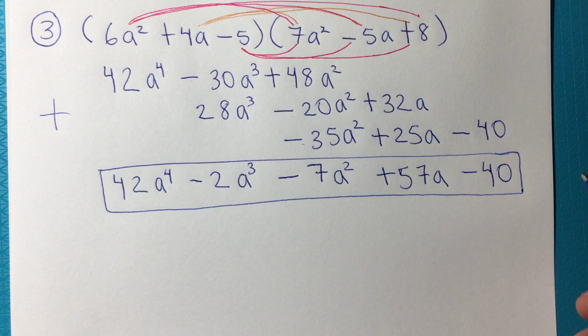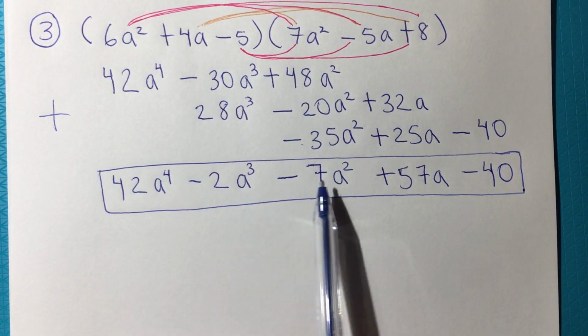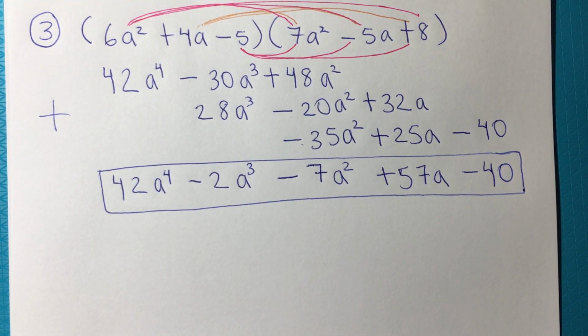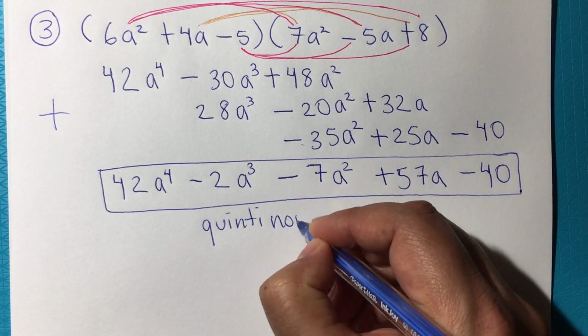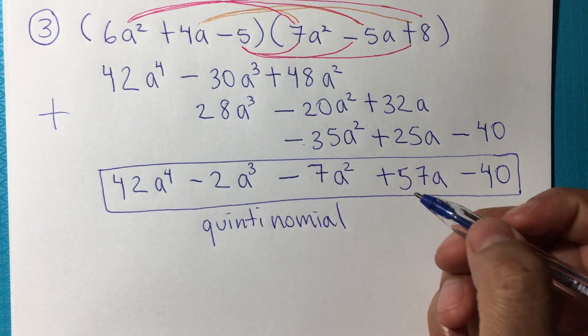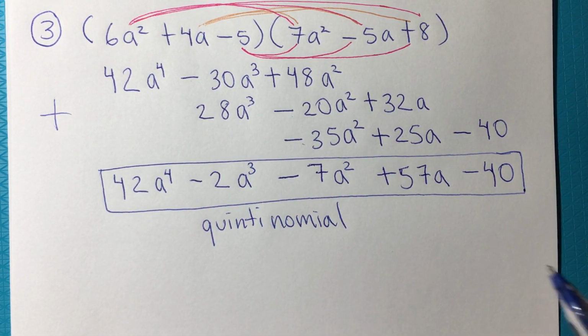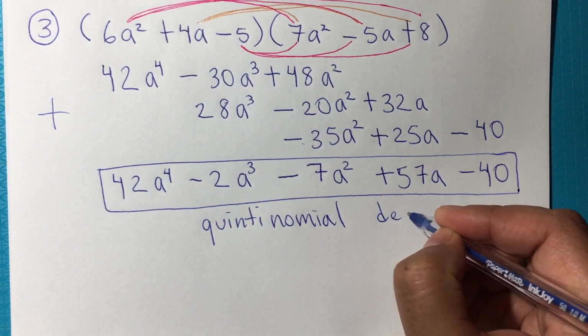What kind of polynomial do we have? 1, 2, 3, 4, 5. That's a quantinomial. And what is the degree? The highest exponent, which is degree 4.